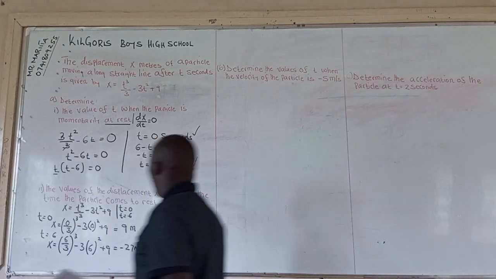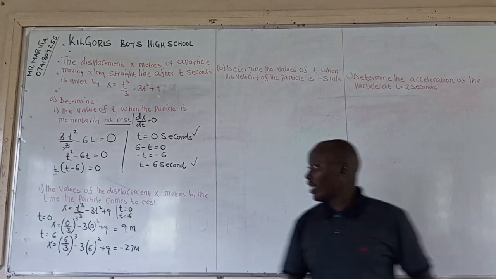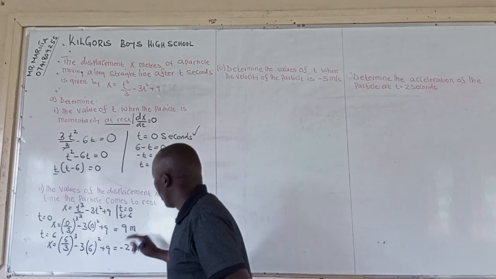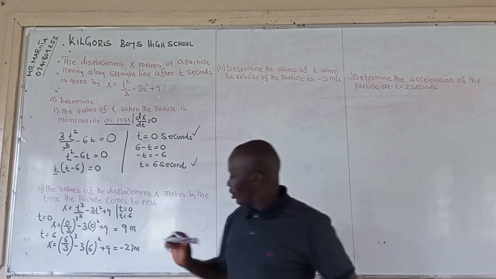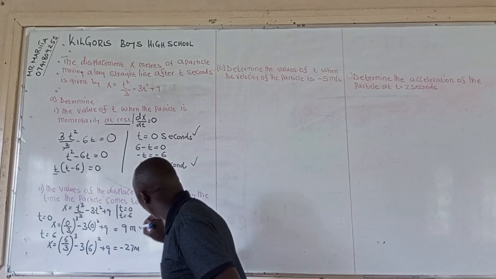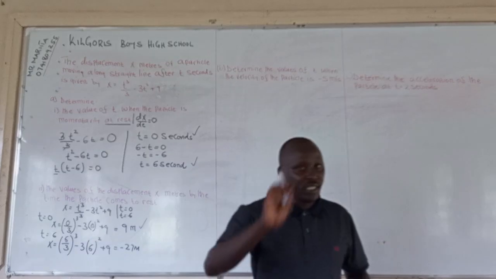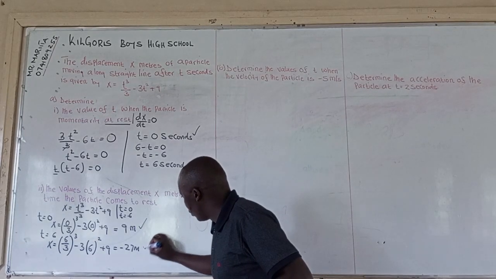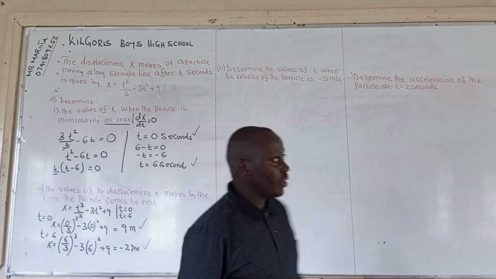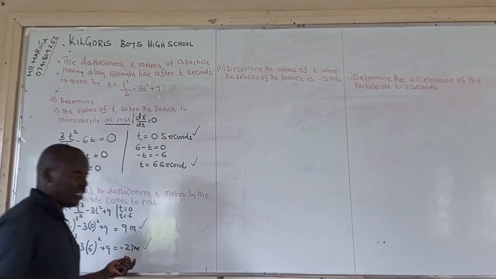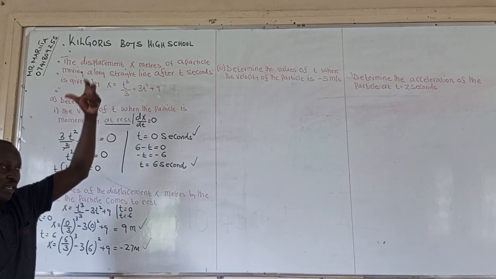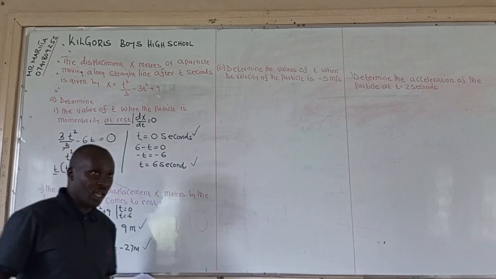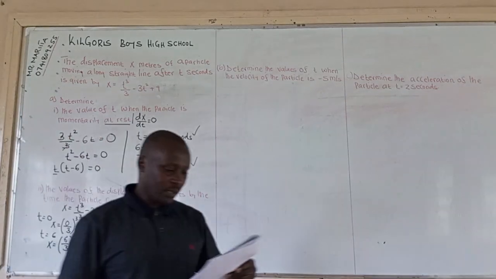So the value of the displacement x meters by the time the particle comes to rest is, at t equals 0, the displacement is equal to 9 meters. At t equals 6 seconds, the displacement is equivalent to negative 27 meters. When it is negative, it means that the particle is falling down.